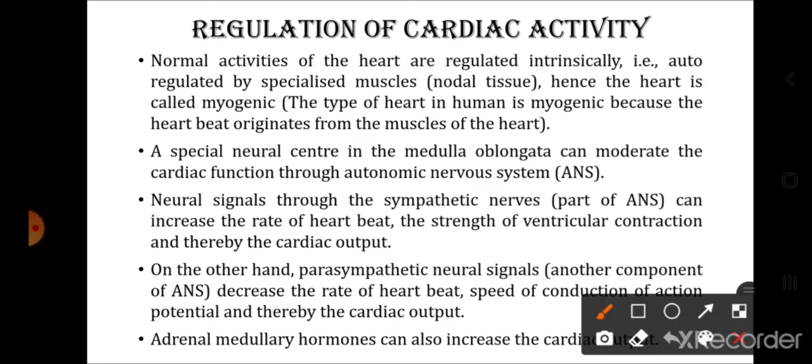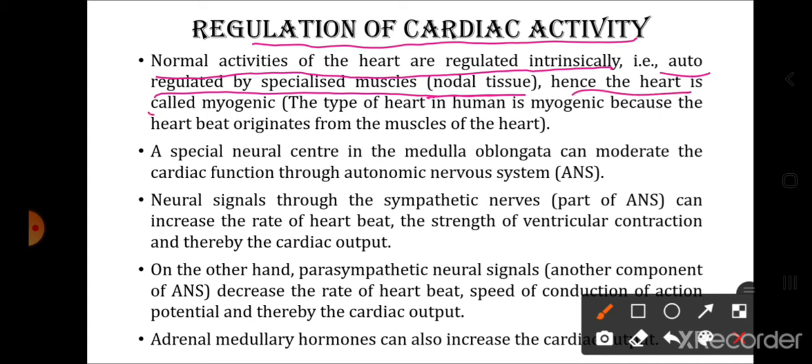Now the regulation of cardiac activities, how the activity of the heart is controlled. Normal activities of the heart are regulated intrinsically. खुद हार्ट ही अपनी activity को control करता है. That is, it is auto regulated by the specialized muscles which are called the nodal tissue, जो हमने already study किया है. Hence the heart is called myogenic heart, because in humans the heartbeat originates from the muscles of the heart. जो heartbeat originate होनी है वो muscles खुद ही originate करते हैं.